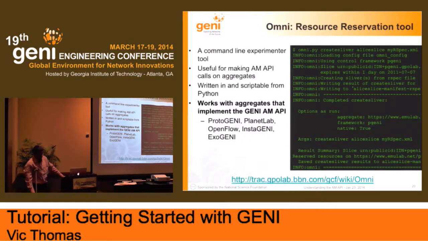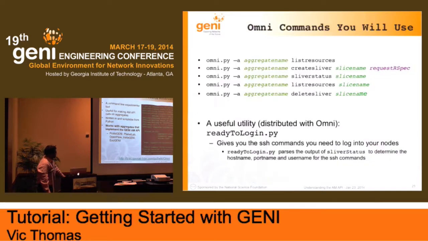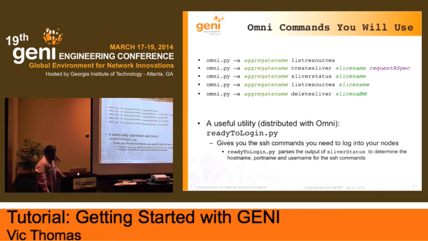So the tool, as I said, is Omni, which is a command line tool. So you'll be running Omni from inside your terminal, either a Windows terminal or a Linux or Mac terminal. And it's written in Python. You can download it, look at the code if you want. It's all open source, and it works with all the GENI aggregates. And this is what commands look like.